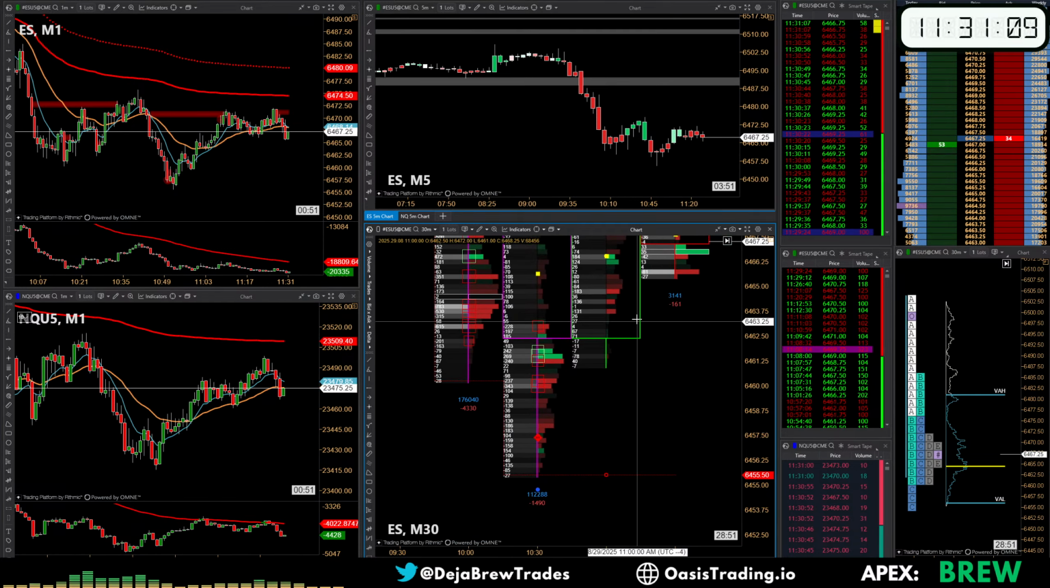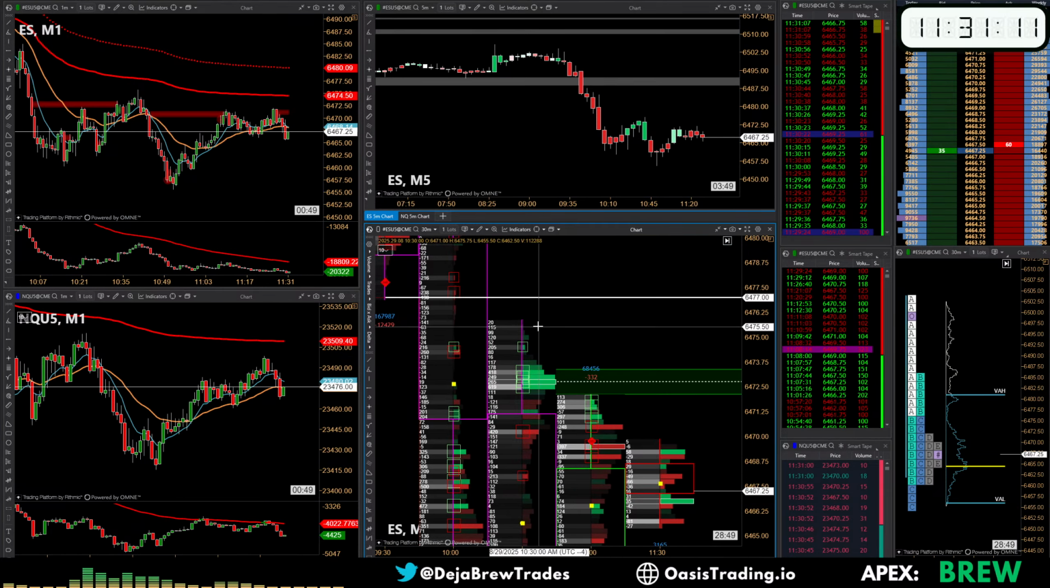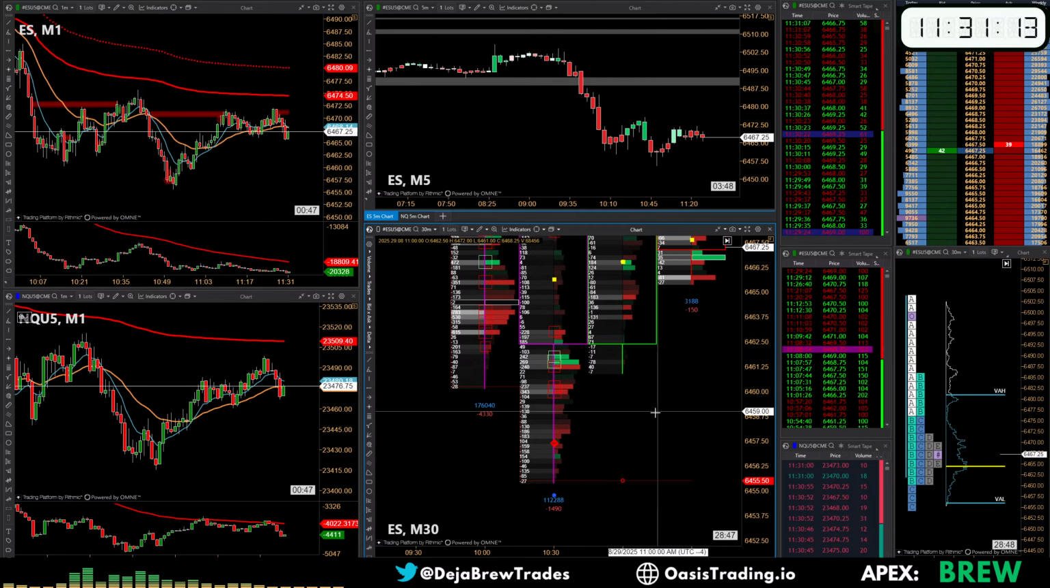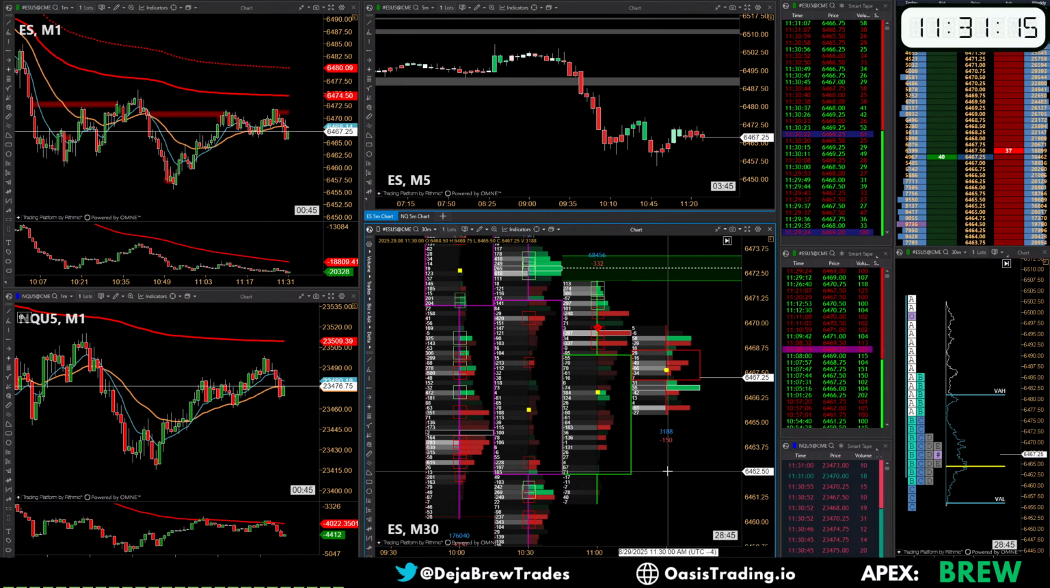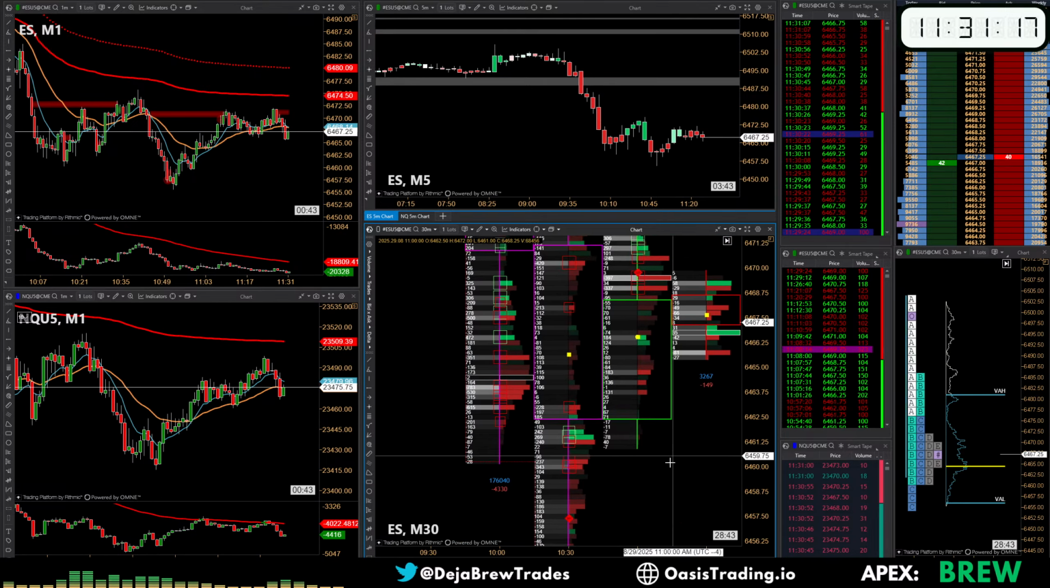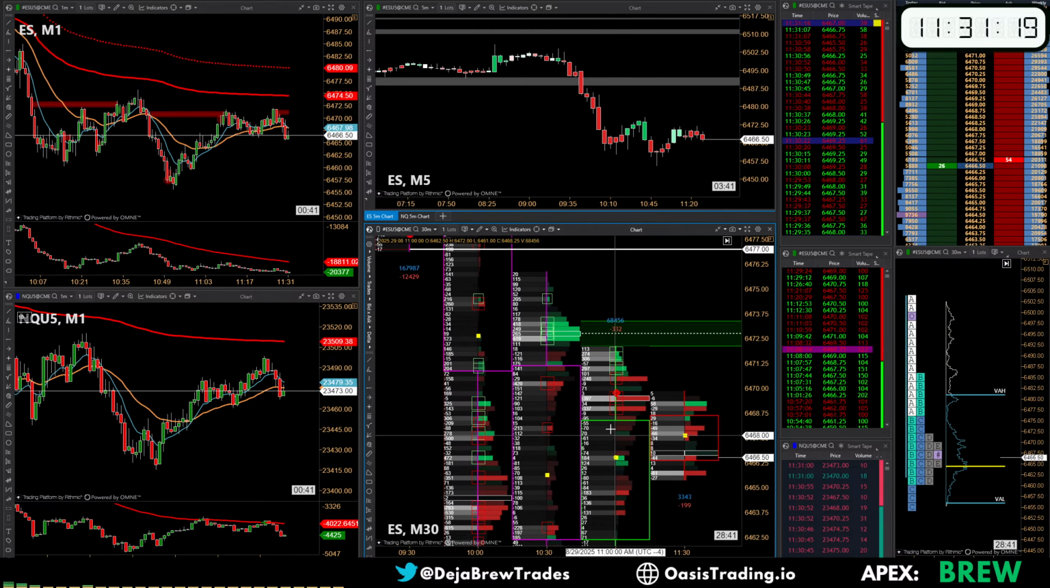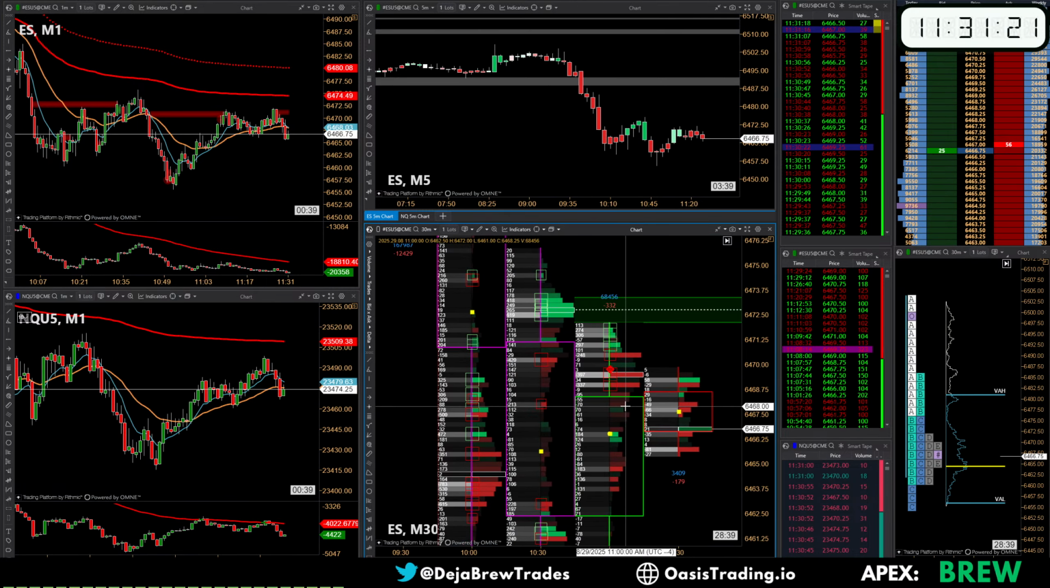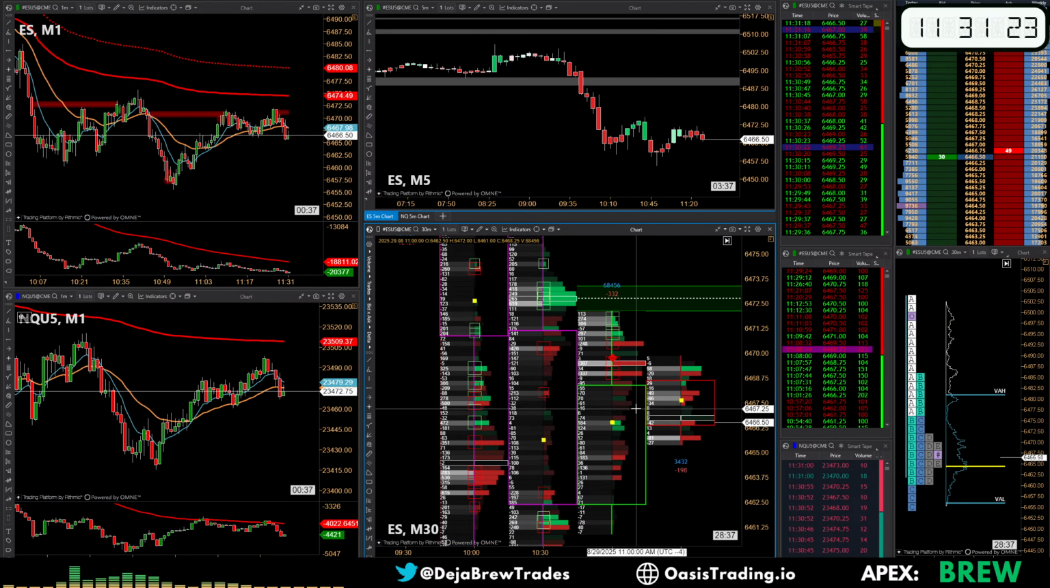This is exactly what you wanted to see. You want to see these inside candles because these inside candles correct that extension. So you were too extended to the downside. Now we have these inside bars, which is letting those bands catch up.